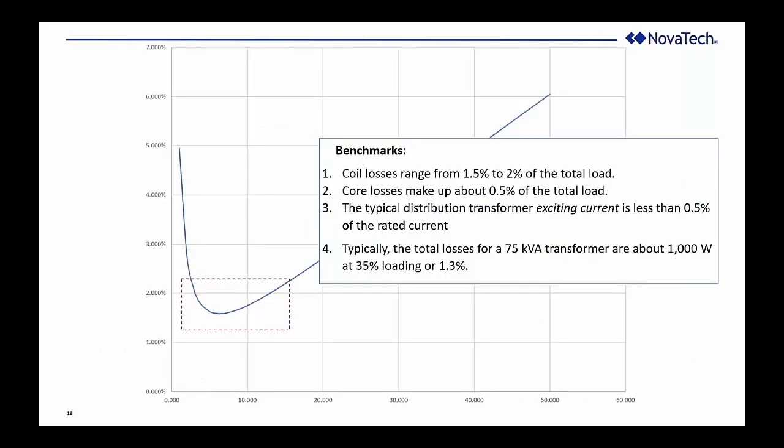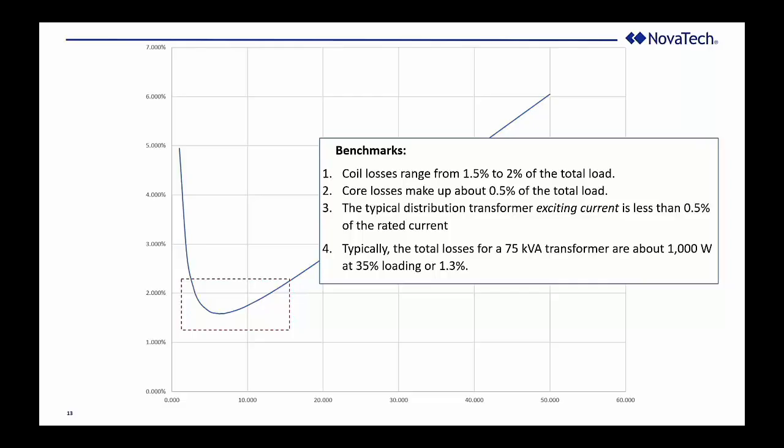I thought I'd mention a few benchmarks just to put us in rough rate of comparison. So to start with, coil losses or copper losses usually range from about 1.5 to 2% of the total load. Core losses, iron losses, make up about half of 1% of the load. We often hear people talking about the losses being roughly 2% of the load that you're concerned about.